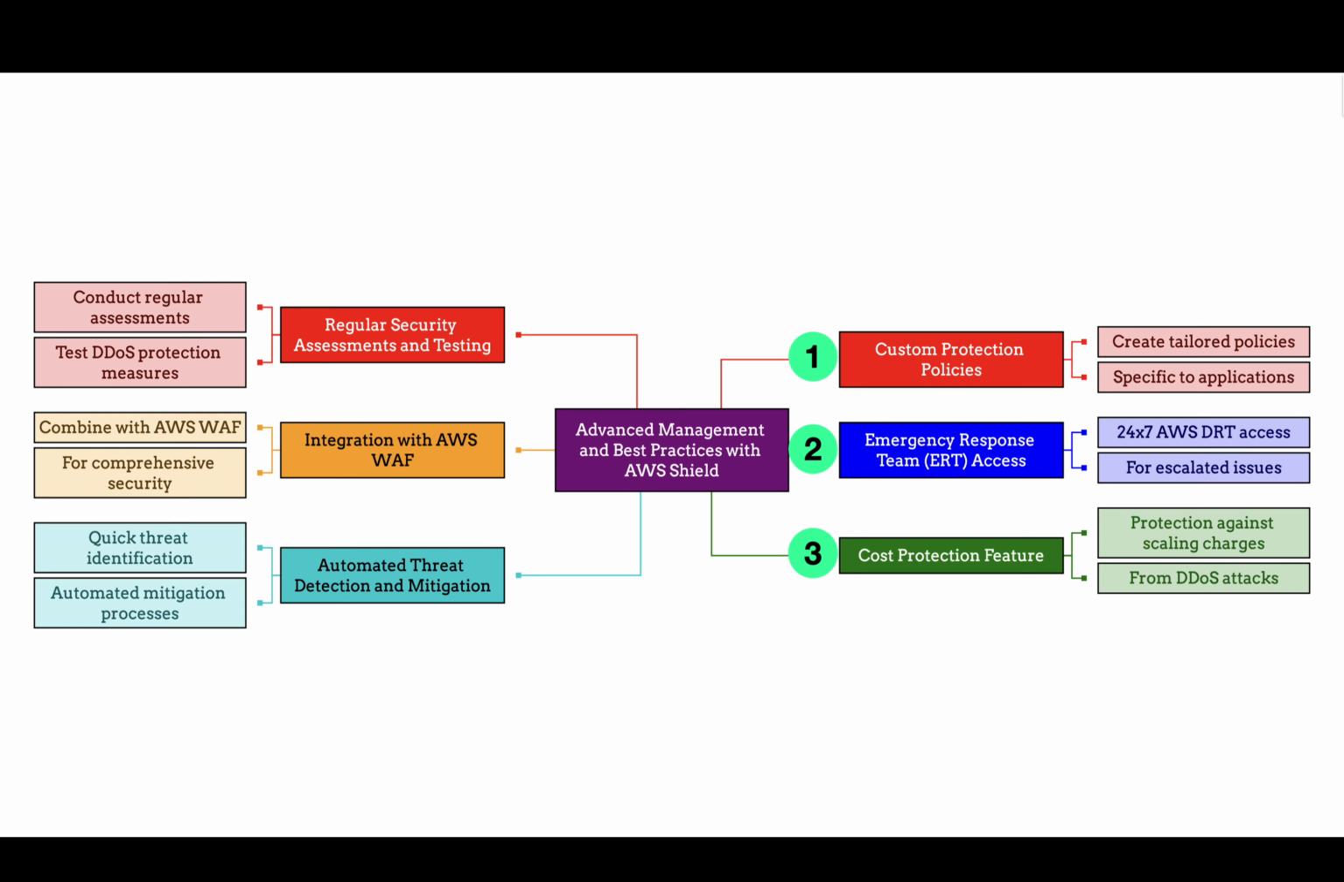3. Cost protection feature. AWS Shield Advanced offers protection against scaling charges resulting from a DDoS attack. 4. Automated threat detection and mitigation, utilizing automated processes to quickly identify and mitigate potential DDoS threats. 5. Integration with AWS WAF, combining AWS Shield with AWS WAF for a more comprehensive security posture. 6. Regular security assessments and testing, importance of conducting regular assessments and testing to ensure the effectiveness of DDoS protection measures.